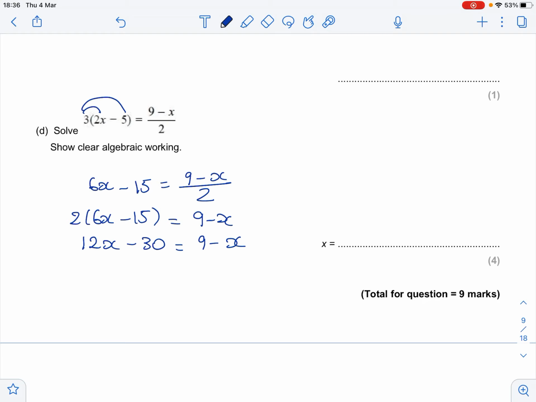Then rearranging my equation, so making x on one side. So move the x over, this becomes plus x. And then move my numbers to the other side. So I have 13x is equal to 39. Therefore, x is equal to 3.